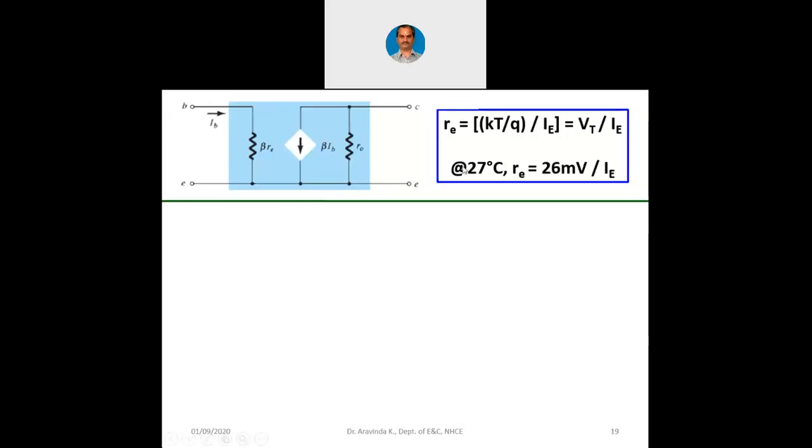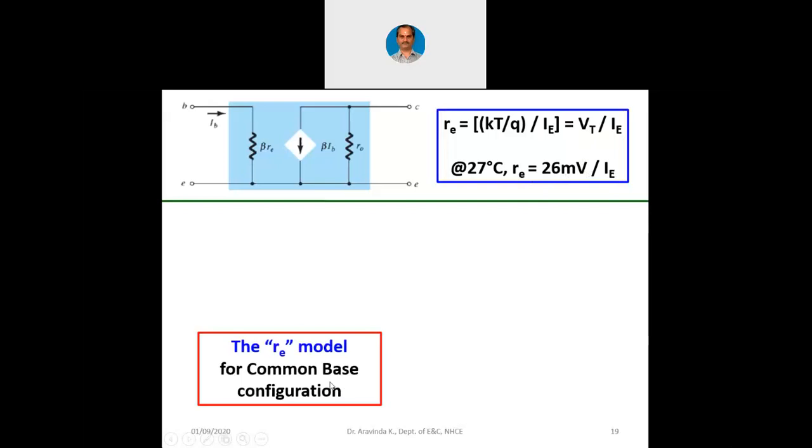Now, as I have already told you, the small re is nothing but kT by q divided by IE. This kT by q is nothing but the thermal voltage Vt, so re is Vt by IE. At 27 degrees centigrade, small re is 26 millivolts divided by IE.